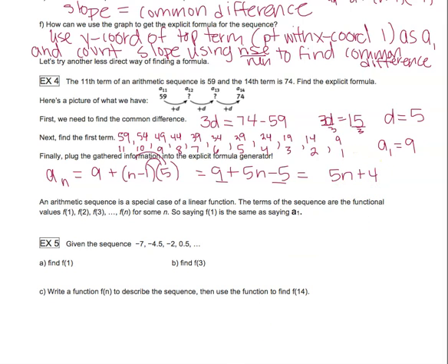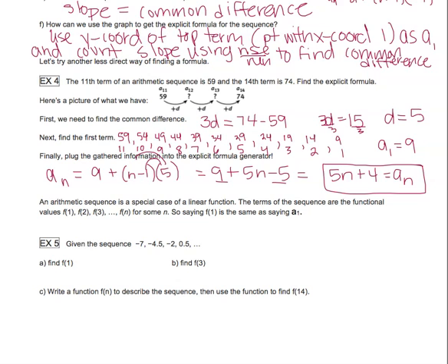You can always then check your work. I know that the 11th term was supposed to be 59. So if I plug in 11 for n, I should get 59. So 5 times 11 is 55, plus 4 is 59. So I am now very confident that I have done that correctly.